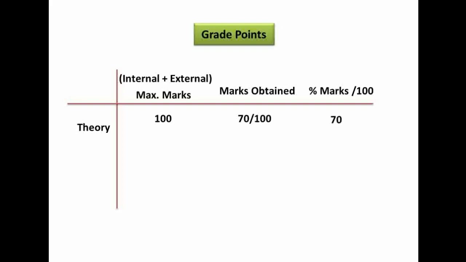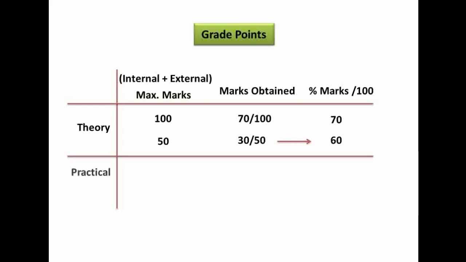For a non-university subject, if the maximum marks are 50 and you got 30 marks out of 50, then it will be computed out of 100 marks, so you will get 60 marks out of 100 and it will be considered as 60% marks. Similarly for practical, if the maximum marks are 50 and you got 35 marks out of 50, then it will be calculated for 100 marks, so it becomes 70 out of 100.